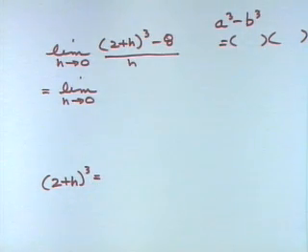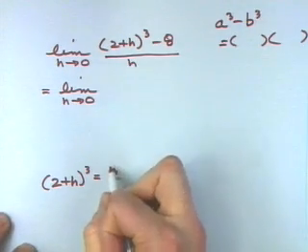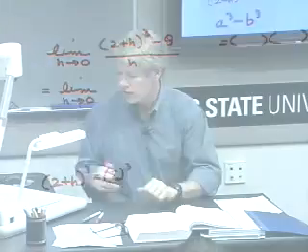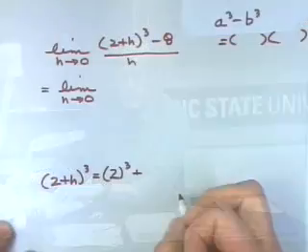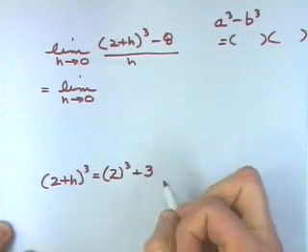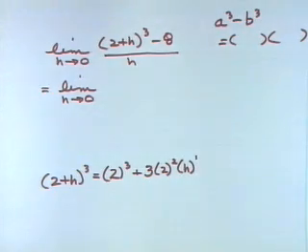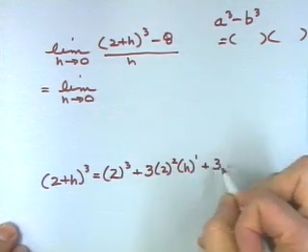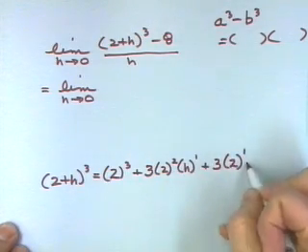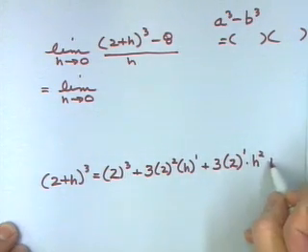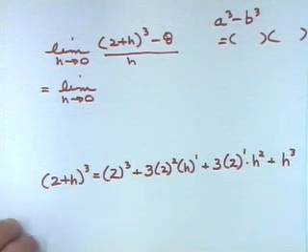first term is what? 2 plus h is the first term of that binomial cubed by itself. Okay, next term is 3 times 2 squared h to the 1. Is that right? Next term, 3 times 2 to the 1 times h squared, and then h cubed.